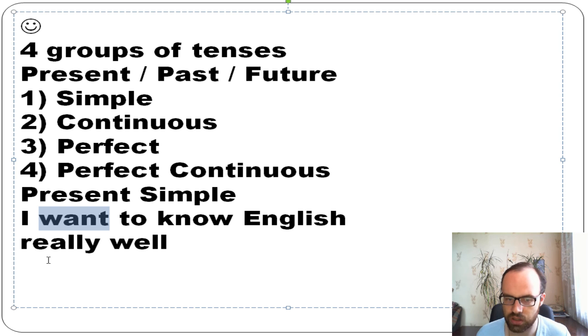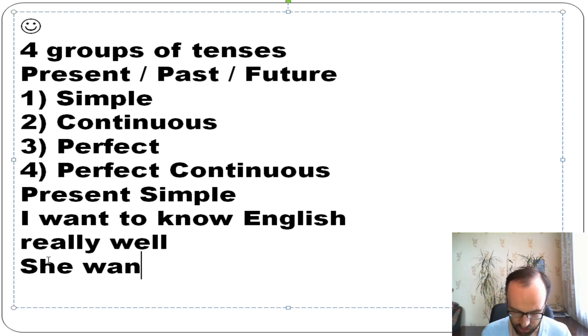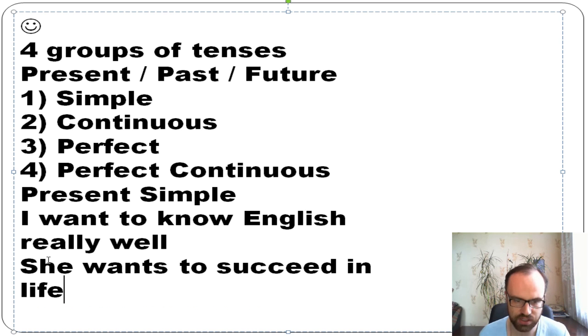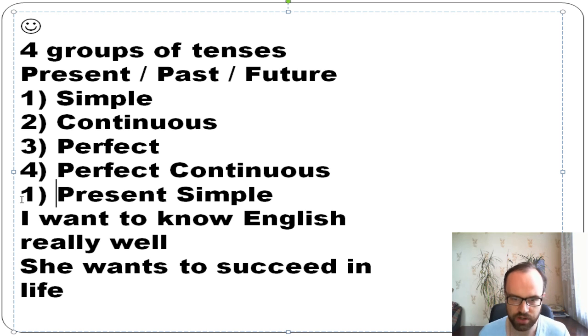He, she, it. If we have he, she, it, we add s. So for example, she wants to succeed in life. In other words, it means she wants to be successful in life. So if you have he, she, it, you add s. So it's present simple. This tense is quite simple, all right?